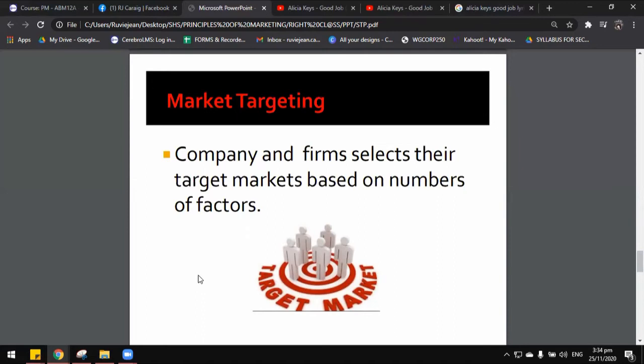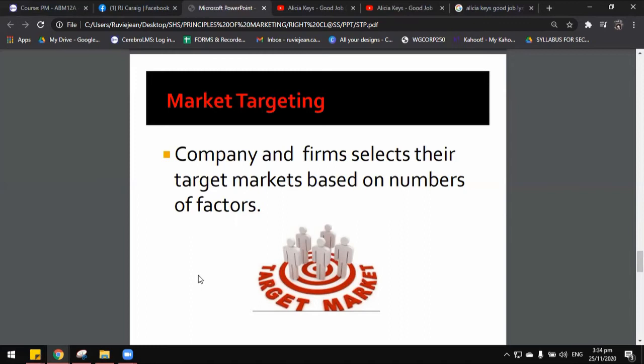Once a company has identified possible target segments, the company or firm further examines its potential as an actual target market. The company also deliberates whether it has the resources to cater to that market segment. So, syempre, mamimili na tayo ng target market, ititignan natin kung kaya ba ng current resources natin na makater tong market segment na to. Okay? Like market segmentation, market targeting also requires a great amount of resources.